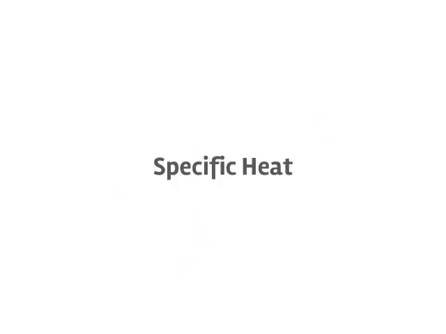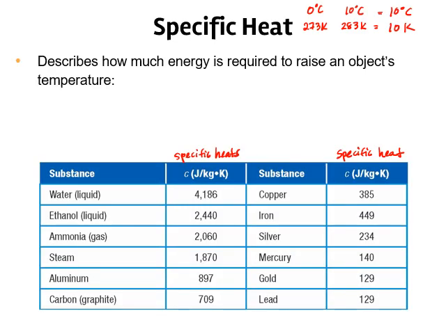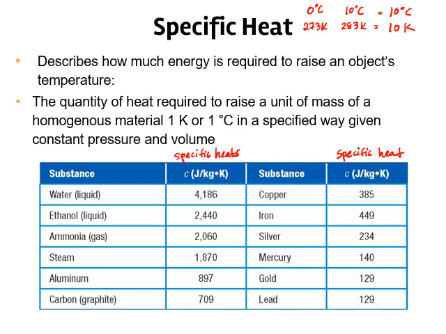Next, we're going to be talking about specific heat and what it means when things have higher or lower specific heat. It just describes how much energy is required to raise an object's temperature. That's scientifically defined as the quantity of heat required to raise a unit of mass of a given homogeneous material 1 degree Kelvin or 1 degree Celsius in a specified way given constant pressure and volume. This is what specific heat really means.